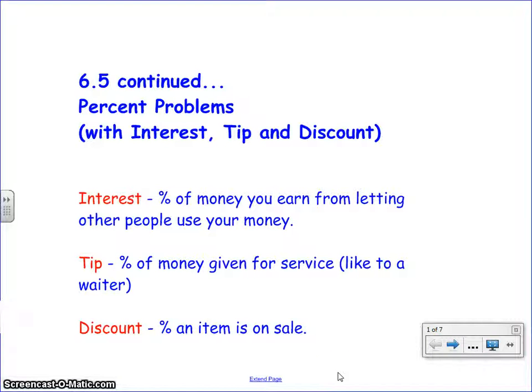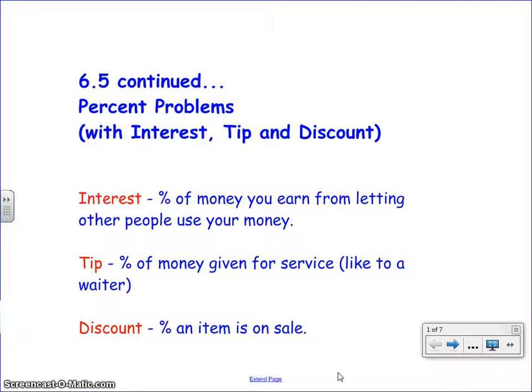Alright guys, we are going to continue with 6.5 where we were talking about percent proportion problems. Today we're going to be doing word problems that deal with percent. We're going to talk about interest problems, tip problems, and discount problems. These are problems that you will have in everyday life, okay?